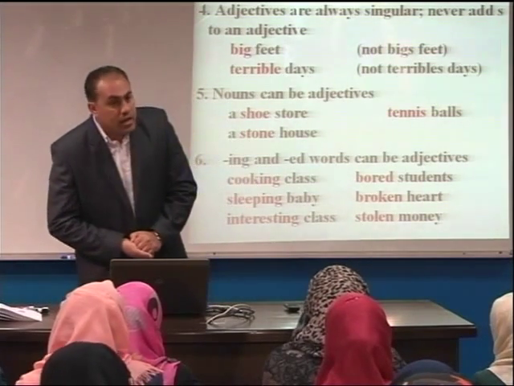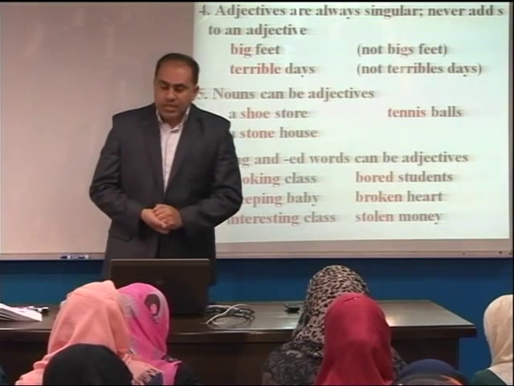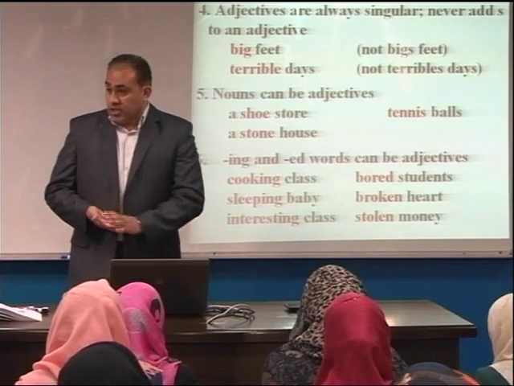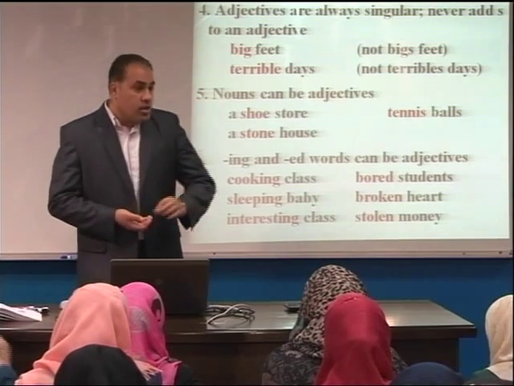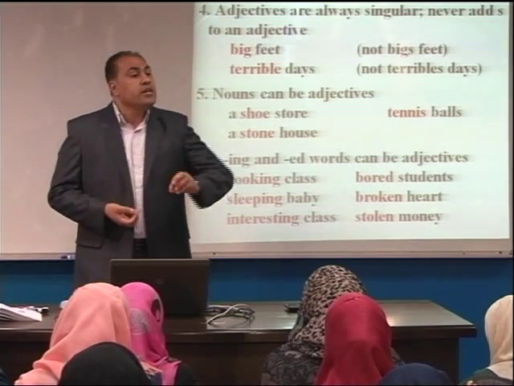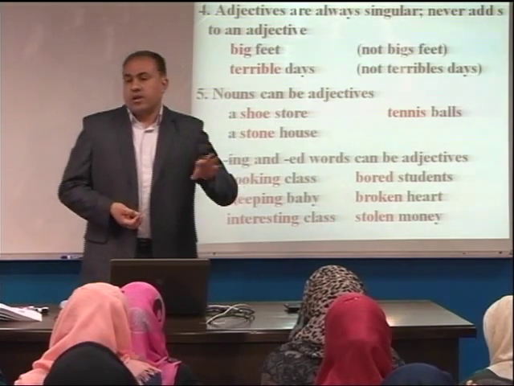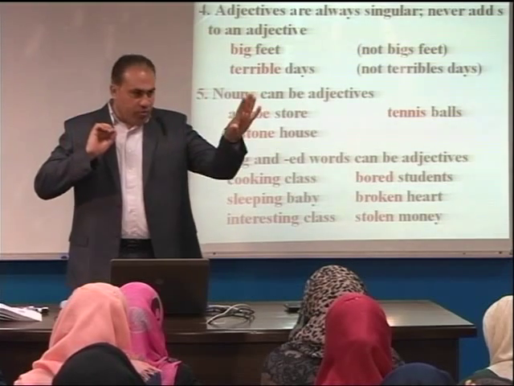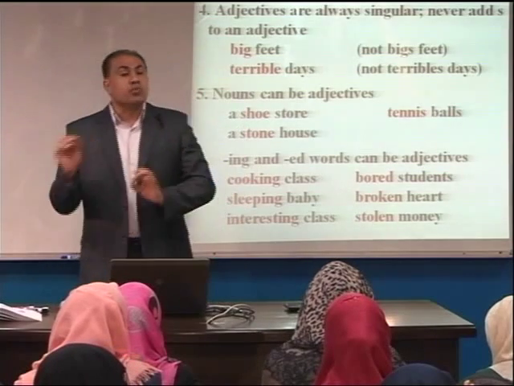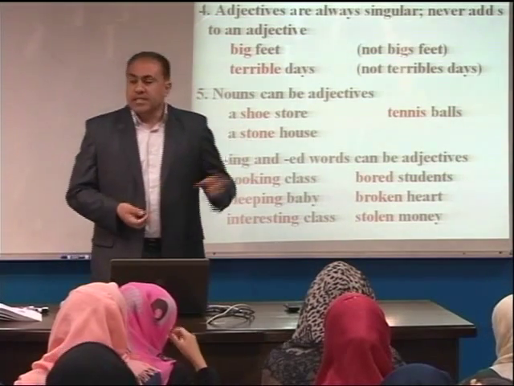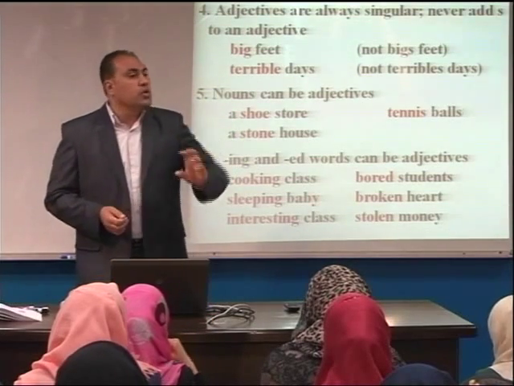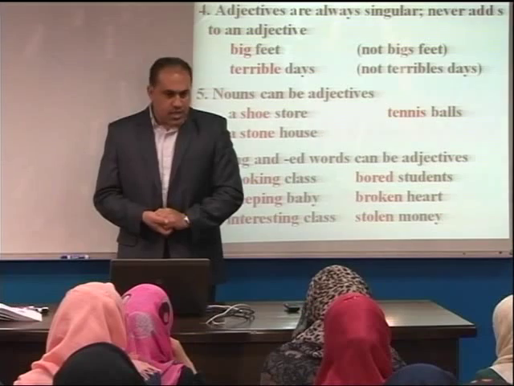A fifth point is nouns can sometimes function as adjectives. For example, a shoe store. Shoe is a noun, but here it is functioning as an adjective. Remember the form and function: we have a form, a noun, but the function is as an adjective. Or tennis ball. Tennis is a noun, but it is functioning as an adjective. Or a stone house. Stone is a noun, but it is functioning as an adjective.